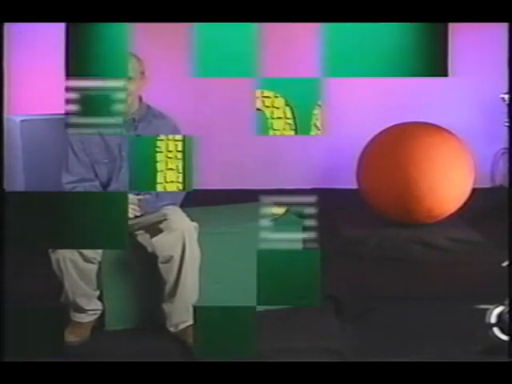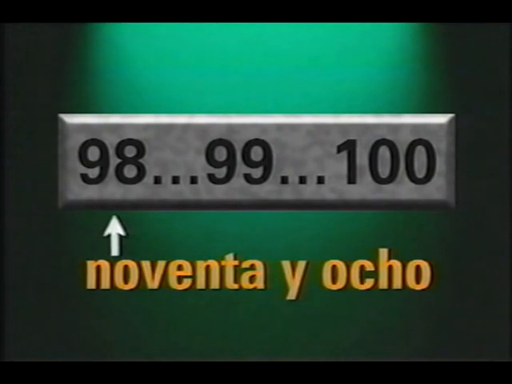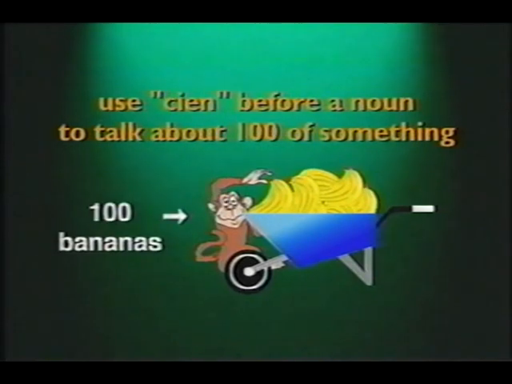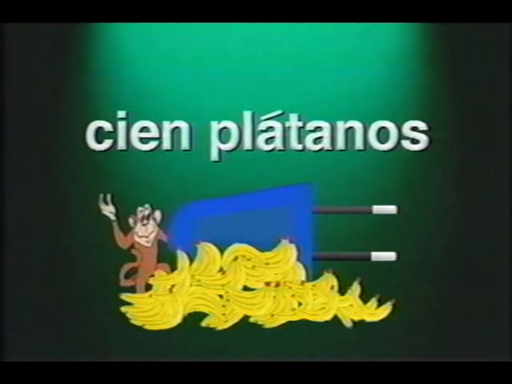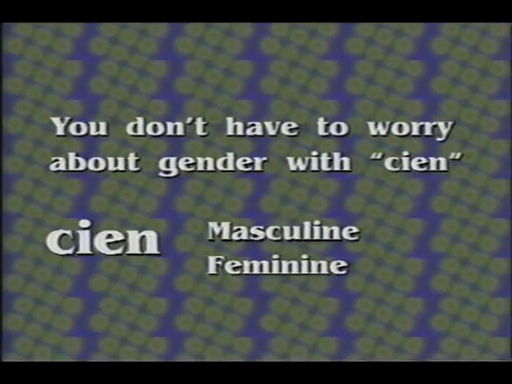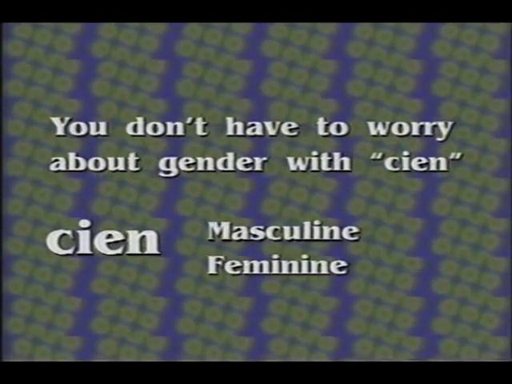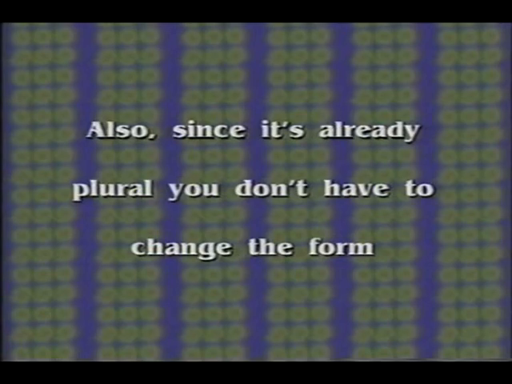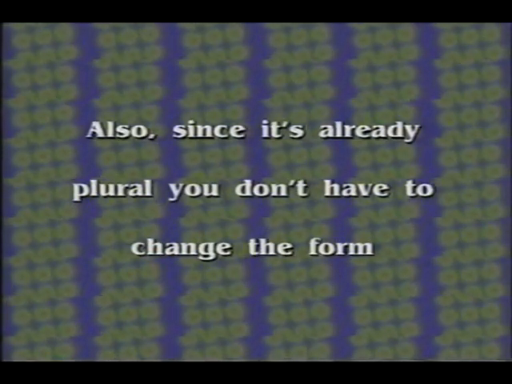We'll explain. When you want to say 100, just 100, the word is cien. For instance, to count from 98 to 100, you'd say noventa y ocho, noventa y nueve, cien. You also use cien before a noun when you want to talk about 100 of something. For instance, to say 100 bananas, you'd say cien plátanos. You don't have to worry about using genders for cien. You can use masculine or feminine nouns. Also, since it's already plural, you don't have to change the form. Cien already means 100, so it's already plural.